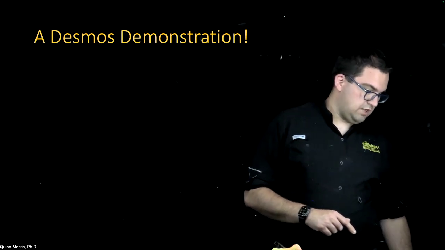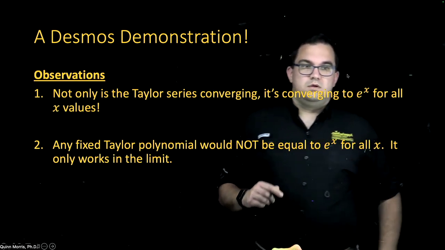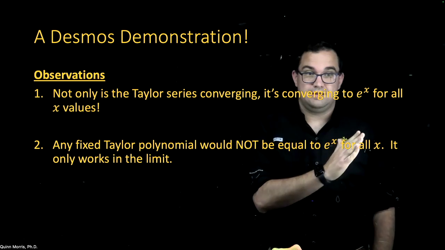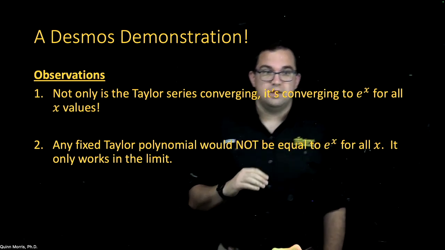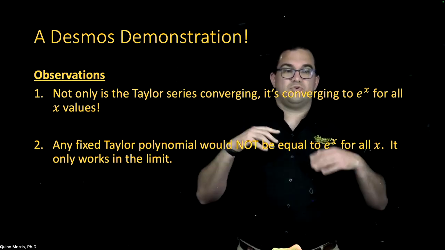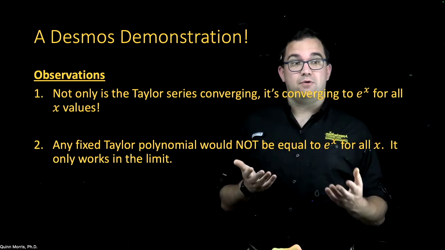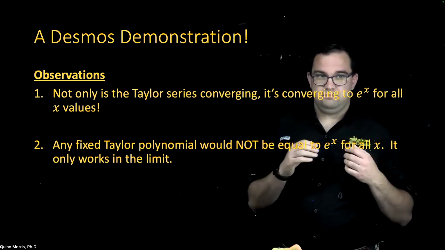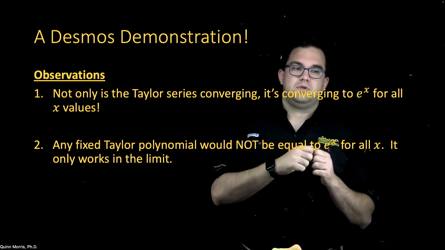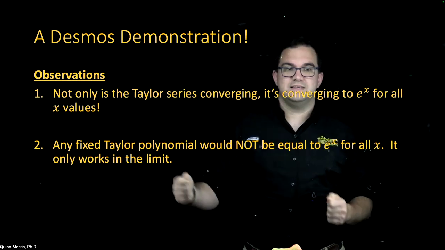All right. So just a couple of things to take away from that. Not only is the Taylor series converging, it is converging to e to the x, which is very important, for every x value. And again, any fixed Taylor polynomial is not equal to e to the x for all x. It only works in the limit. So that's really the answer to the question of why we are studying power series. This won't just work for the Taylor polynomials. You really have to take the Taylor power series, so that you actually recover e to the x expressed as this power series.